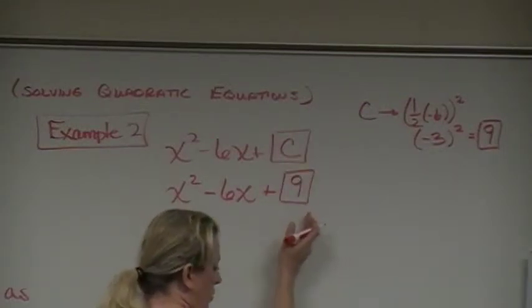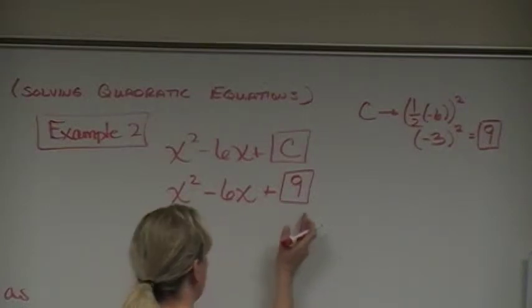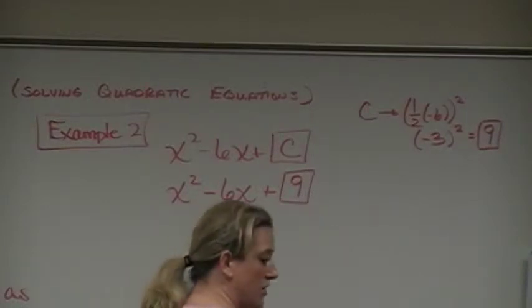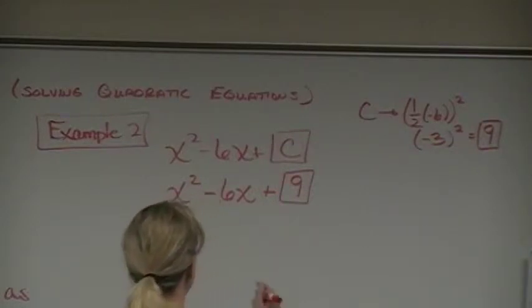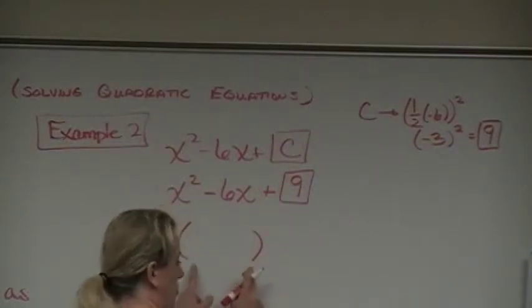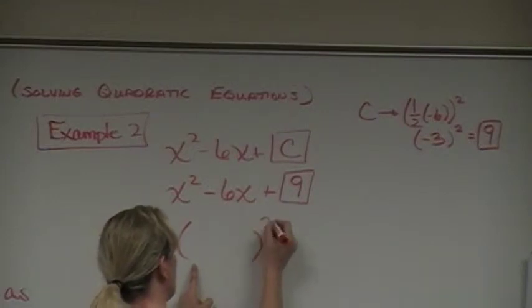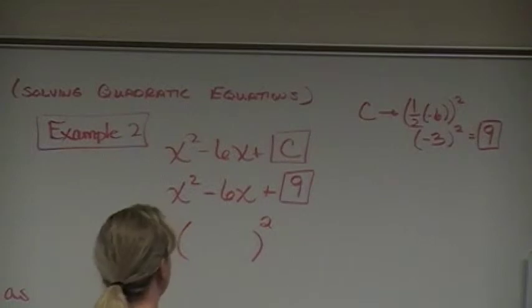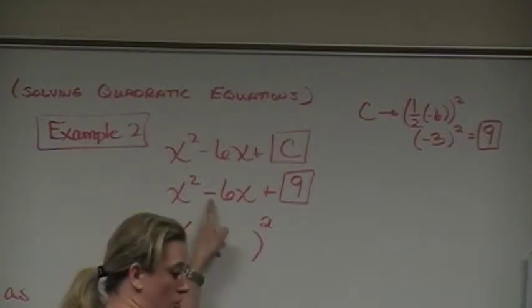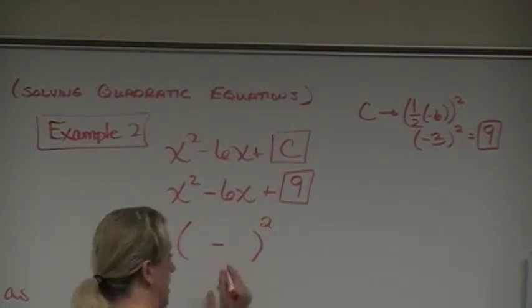We now have a perfect square what? Trinomial. We're now going to write this perfect square trinomial as the square of a binomial. Okay, so now we're just going to go ahead and write our parentheses for our binomial. We're going to write it as the square of a binomial. What's the sign of our binomial? It's going to be negative because our middle term, our b, is negative. So therefore, that will be negative.